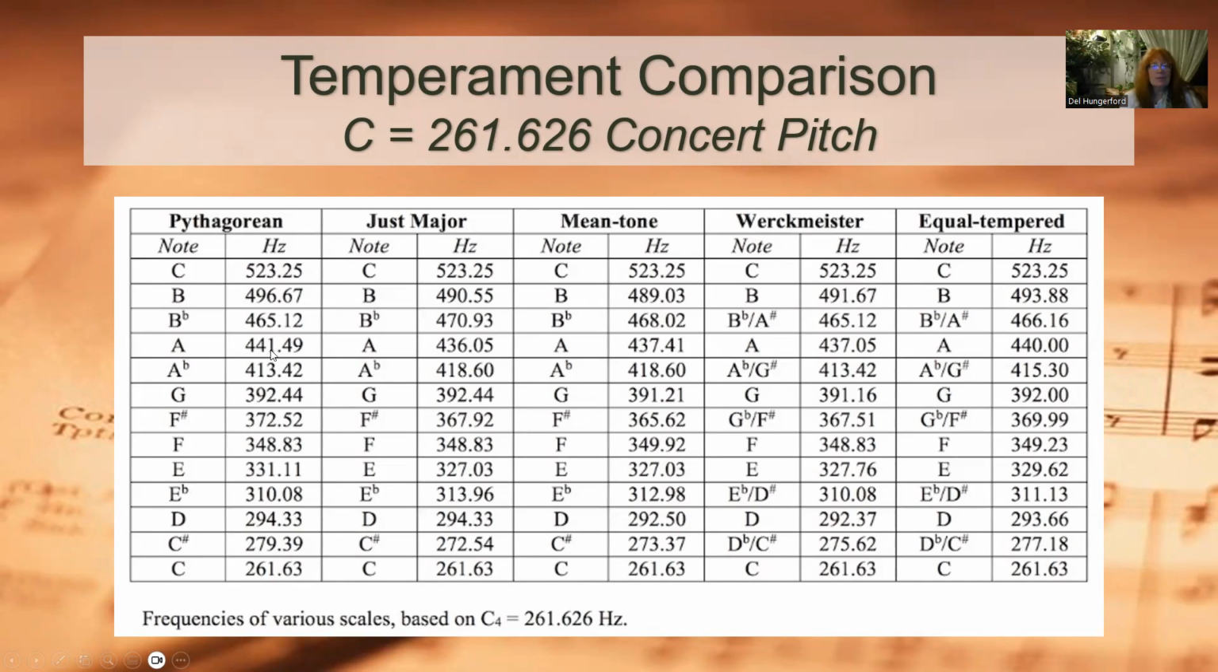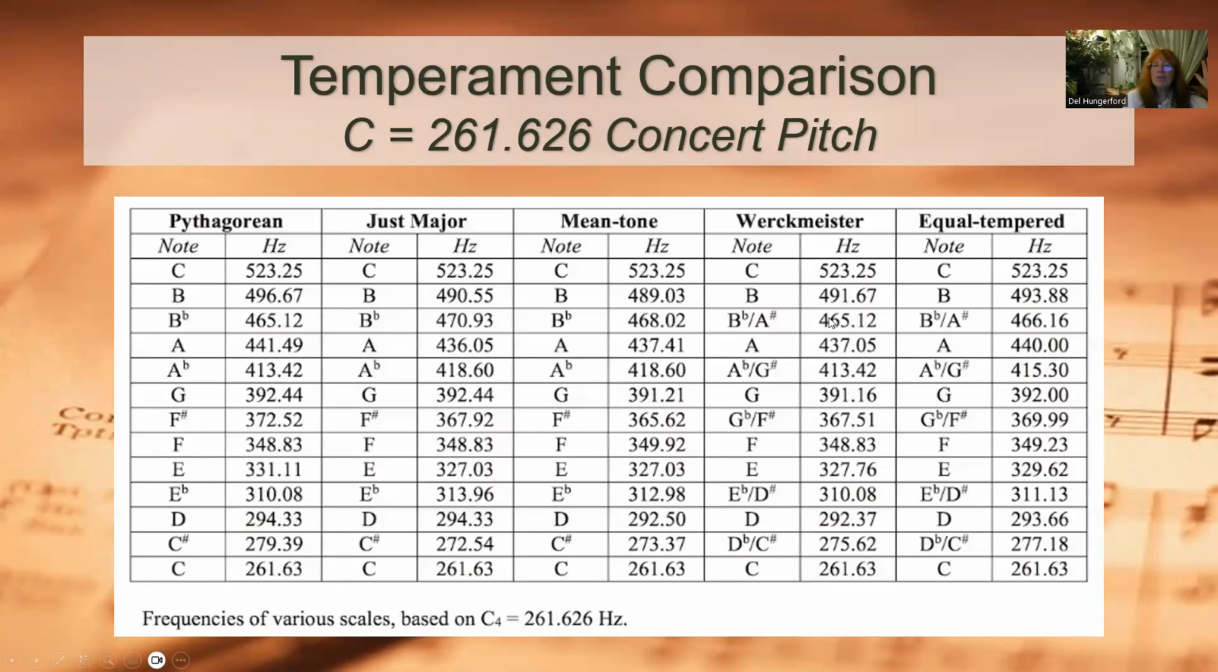441 in Pythagorean. 436 in just. That's quite a bit lower. 437 in mean tone. 437 in Werkmeister. And 440 in equal temperament. So all this is showing you the change of the distance between notes depending on the temperament.